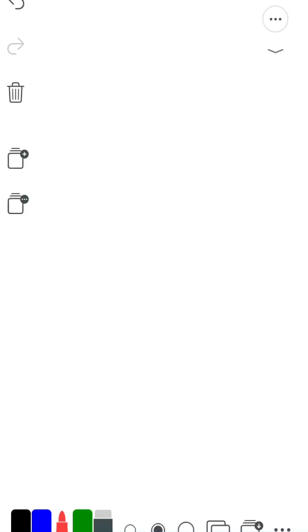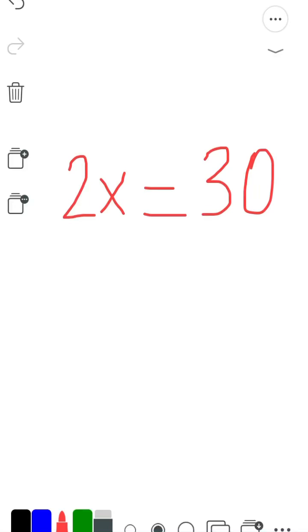Okay, so we're gonna do another problem here. So we're gonna do a little tricky. So we're gonna do 2x equals 30. So how are we gonna find this? So 2 times something is 30. So basically it's multiplication, but we need to get rid of the 2 to leave the x alone.